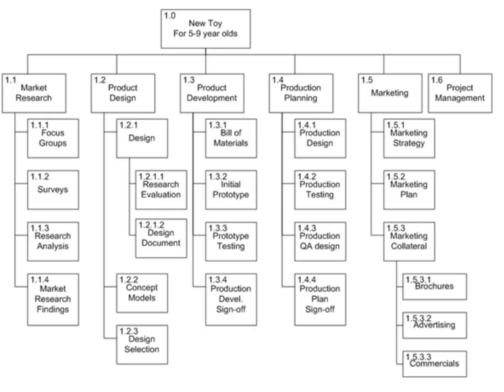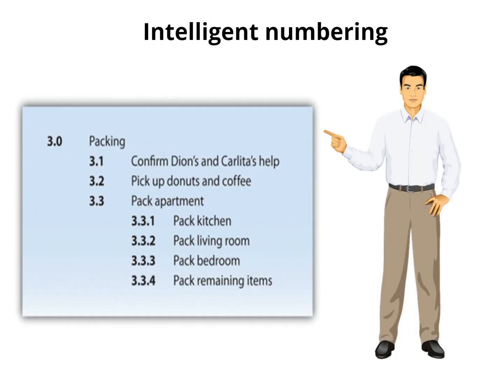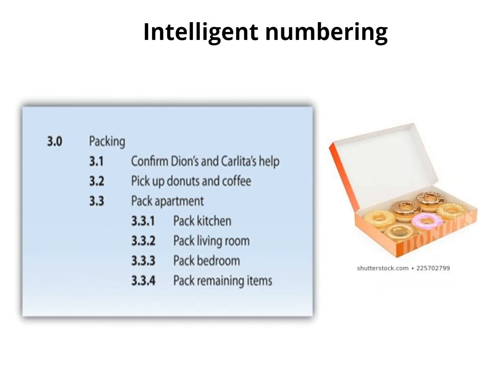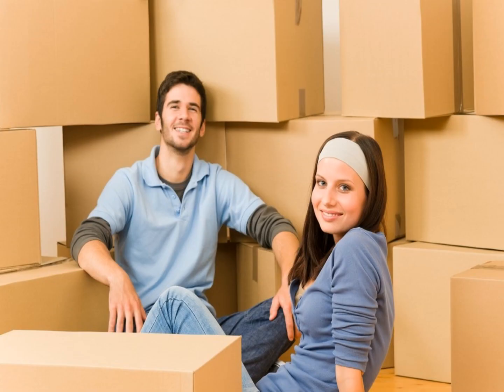In intelligent numbering, the numbering system has meaning so that a member of the project team knows something about the activity by the number of the activity. For example, any activity associated with packing begins with a 3, even picking up donuts is an activity under packing because the donuts are a form of payment for the packing labor of Dion and Carlita.